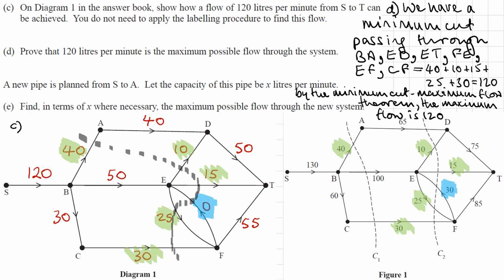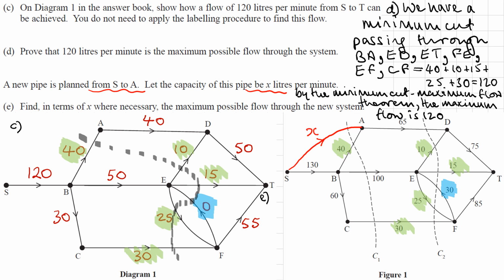Okay, a new pipe is planned from S to A. Let the capacity of this pipe be X litres per minute. Part E, find in terms of X, where necessary, the maximum possible flow through the new system. So let me draw on this new pipe, S to A, and this has a capacity of X.